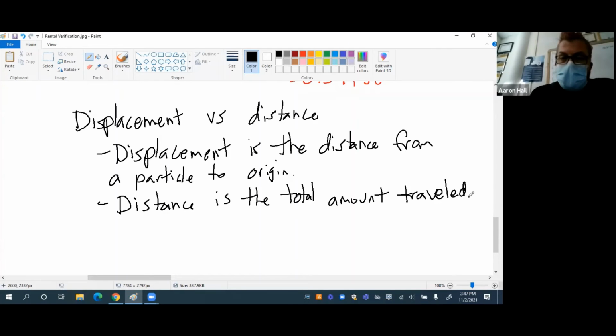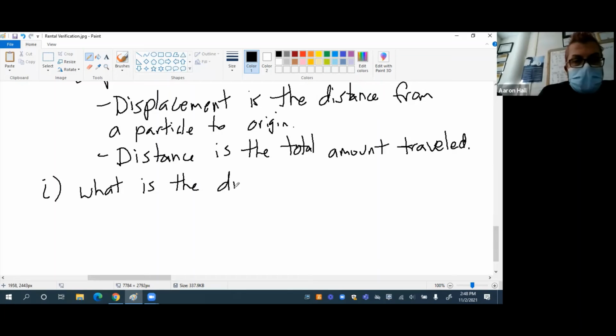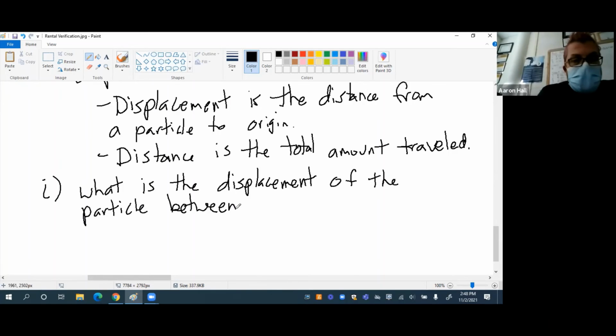How do you feel about the difference between the two? Okay, so I want to know the displacement of the particle. So we're using the same equation. I want to know what is the displacement of the particle between t equals 0 and t equals 2 seconds.